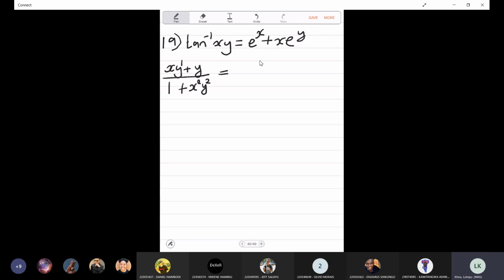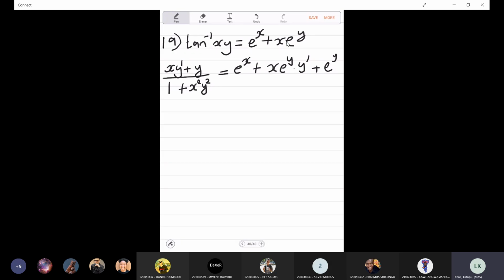Then on the right hand side, we have the derivative of e to the power of x. It's just e to the power of x. And then this one, we must use the product rule again. First one, x as it is. Then the derivative of e to the power of y is e to the power of y times the derivative of y, which is y prime. And then we have e to the power of y. So that's the derivative of x, which is 1. And then we multiply it by the second function as it is.